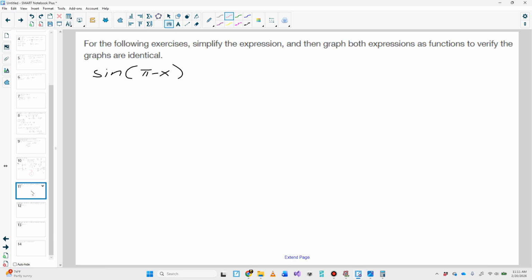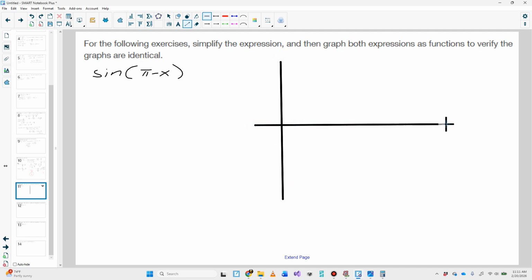For the following exercises, simplify the expression, then graph both expressions as functions to verify the graphs are identical. Oh, we got to do some graphing. This isn't going to be fun. Well, I mean, it'll be fine, but it's going to probably take just a little bit of time. So let's go ahead and draw a graph. We need to simplify the expression, and then we're going to graph both expressions as functions to verify the graphs are identical.